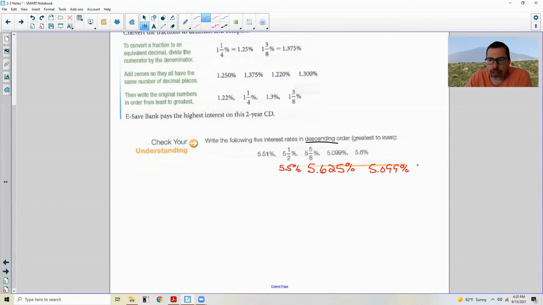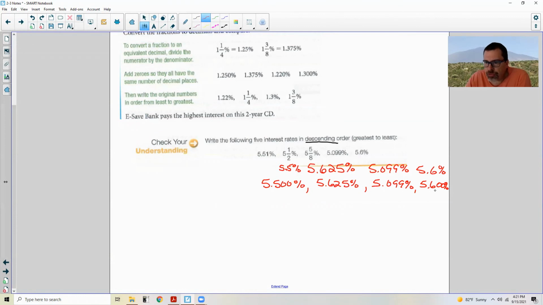Okay, so now we have 5.5%, 5.625%, 5.099%. I'm not going to change that, and 5.6%. So they're now in percents. Now I want to make sure that they all have 3 decimal places. So it'll be 5.500%, 5.625%, 5.099%, and 5.600%.